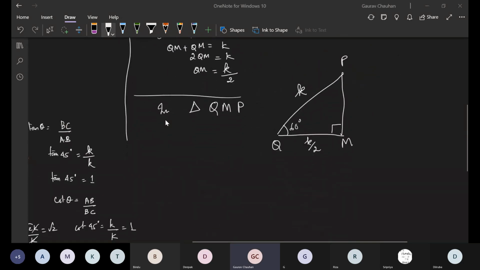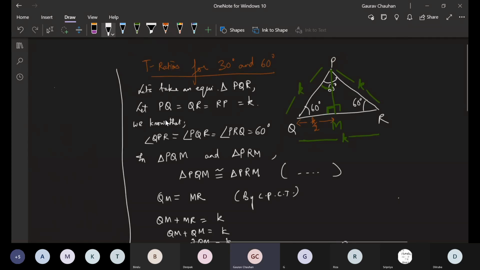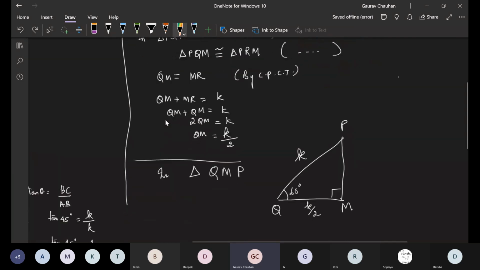Now I got a right triangle. I can do trigonometric ratios. For that reason, I'm redrawing. I'm going to wait for 10 seconds for people to think if there are any questions. I have just taken this part of this triangle: K by 2, 60 degrees, 90 degrees. I've redrawn that part below.